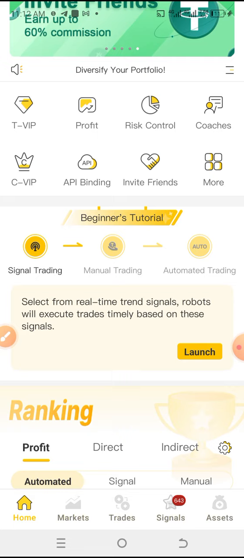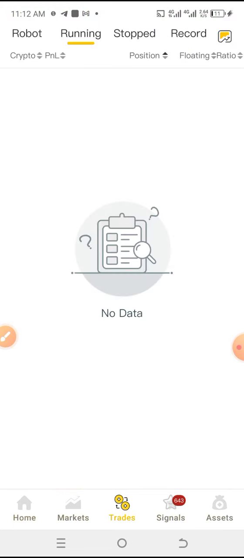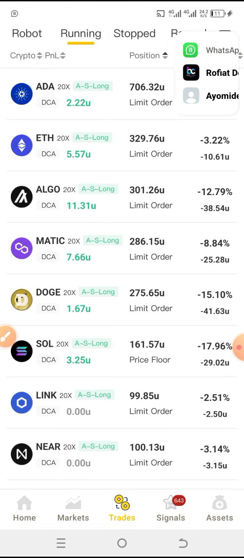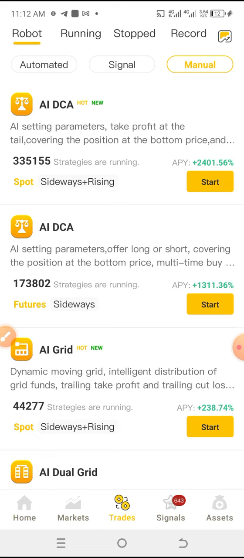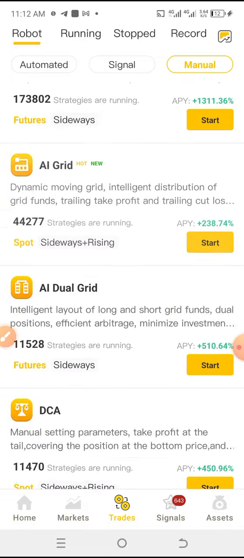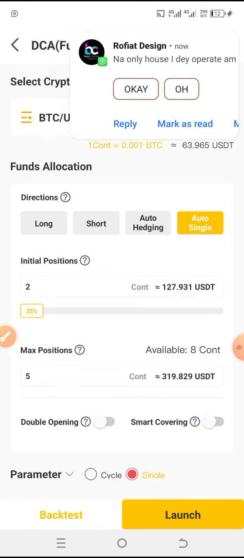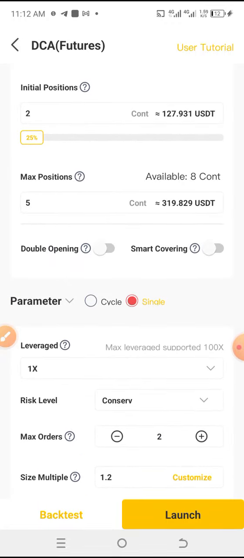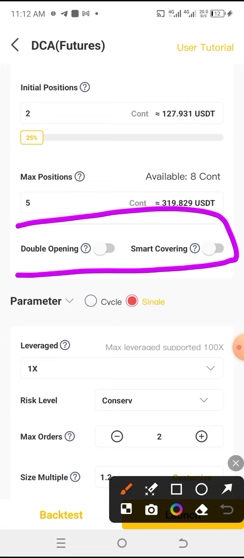Topic for today is still on trading, and it's something people have been asking me about, and that is smart covering and doubling of your trades. There are two functions here that are together. It says double opening and smart covering.